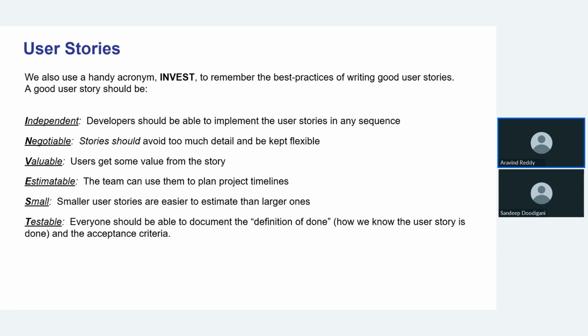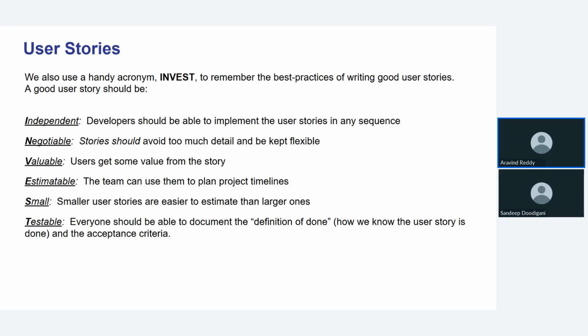INVEST, the complete INVEST it will cover. Independent means the developer should be able to implement the user story in any sequence. The developer needs to know how to handle that story. Negotiable: a story should avoid too much detail and be kept flexible. If the user specifies each and everything, saying I need this, that is not always possible, so you need to keep what is important and what is not. Valuable: the user gets some value from the story. And estimable means that a team can use it to plan project timelines. They need to finish in time, with cost cutting like this.